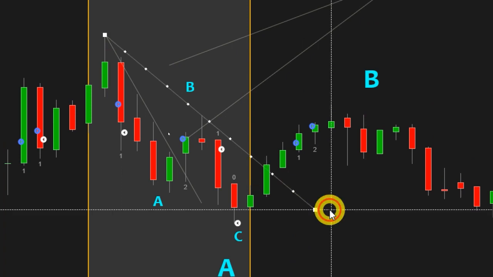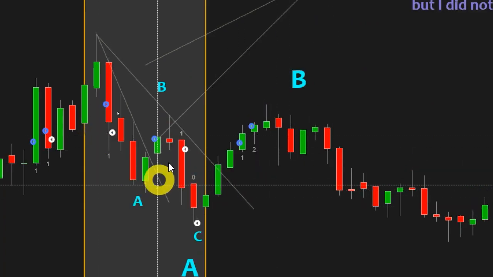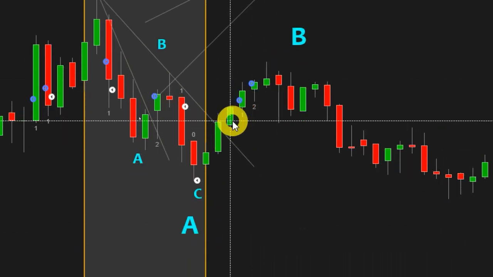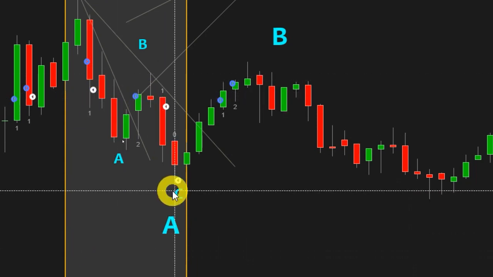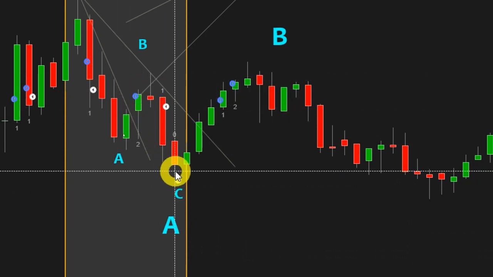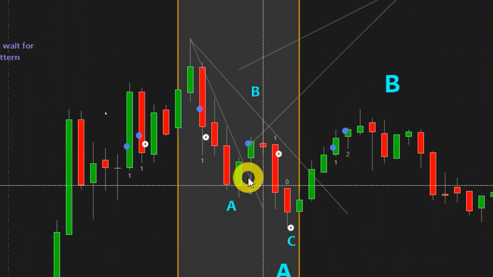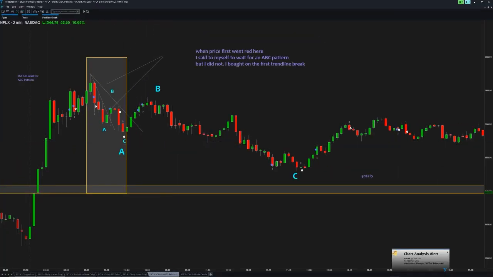If that wasn't ABC, maybe I could have got long right here on this one after a 1-2 legged pullback, and then this may have made me money. I might have broke even on it. I didn't have to take a huge loss, a full risk unit of loss on that trade. And I even told myself right here, I want to wait for an ABC pattern, and I didn't. So I just wanted to make a note of that in the video.